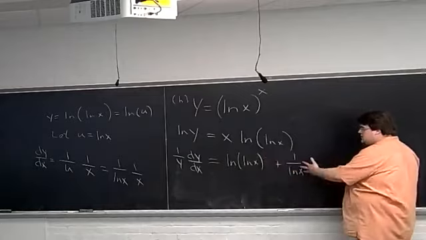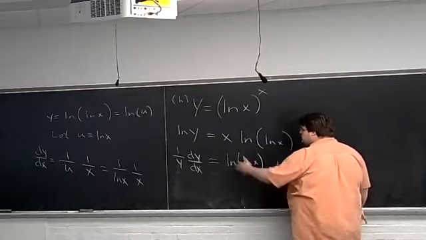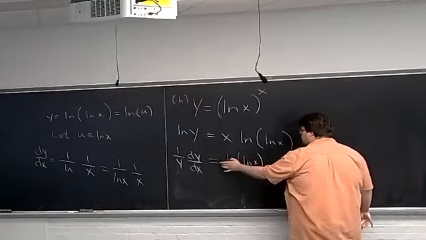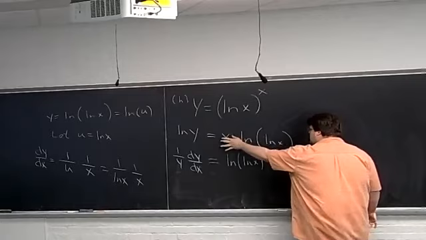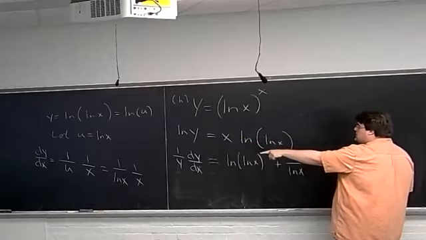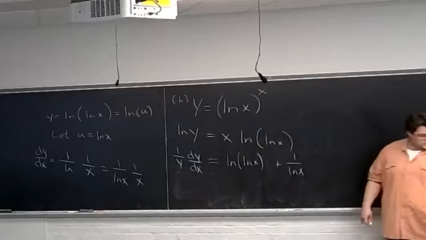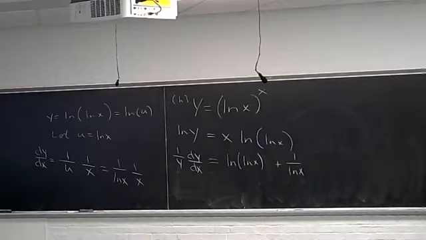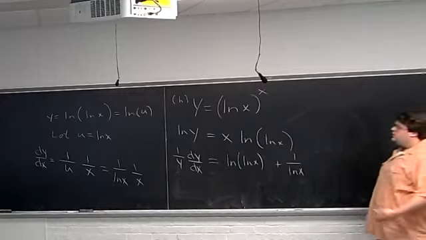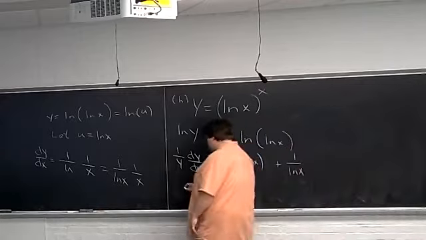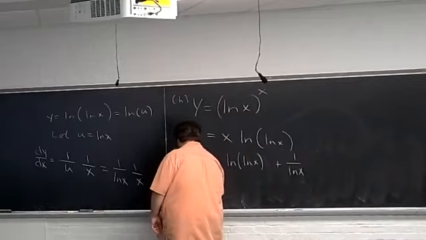So is this right? Well, it is, because what do we have here? Product rule: derivative of x is 1 times the second plus x times that. The x's cancel. You're left with 1 over log x. Any questions about getting to that? So now we just need to solve for dy/dx, multiply both sides by y.